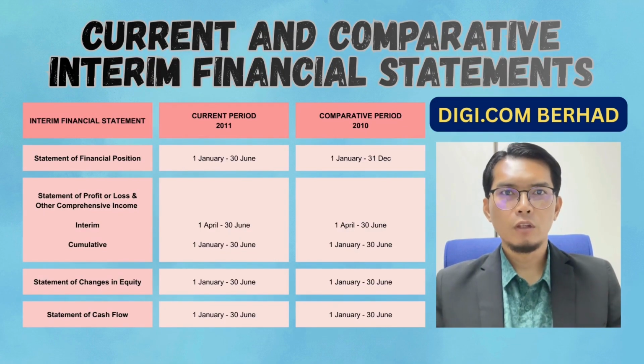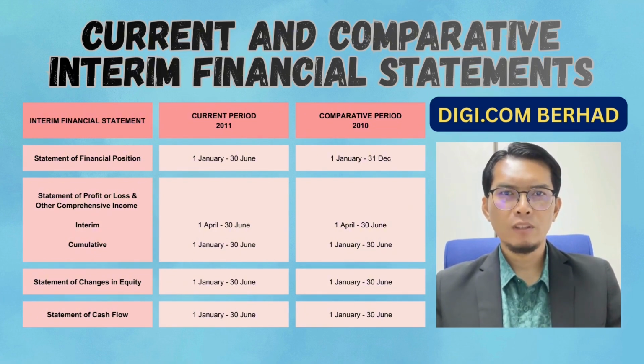For the overview of Digi.com Berhad's current and comparative interim financial statements, let us take a look at the provided table. This table highlights the reporting period for different components under the interim financial reporting framework. For the statement of financial position, the current period covers from 1st January to 30th June of 2011, while the comparative period refers to the full year of 2010.